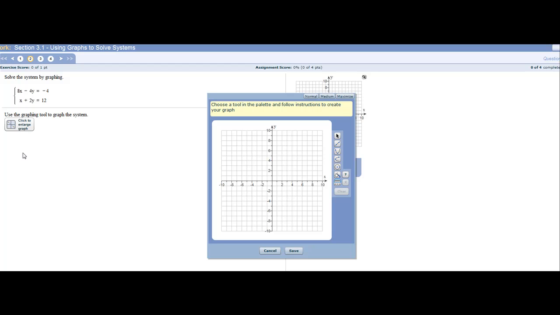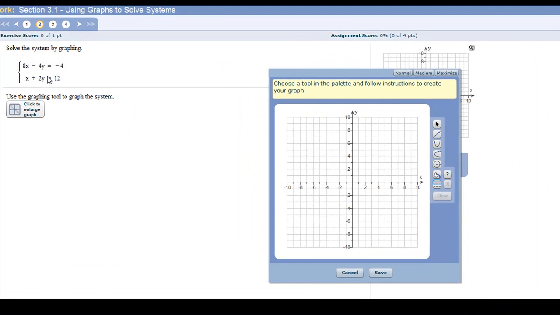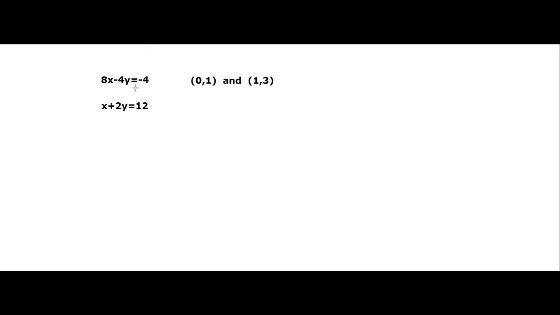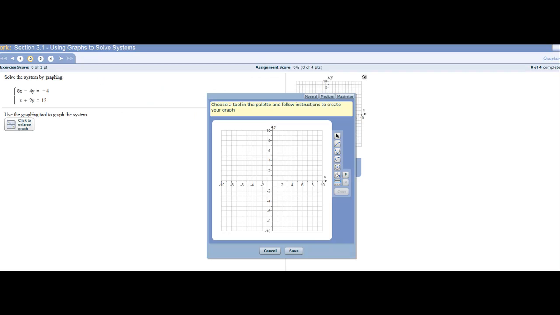Now we shall practice with one of the problems that you actually have to do on MyMathLab. So look at this system. The system is 8x minus 4y is negative 4, x plus 2y is 12. On this one I got these two coordinates as we did before, and for this one these two. So we got 0, 1, 1, 3. I know these are lines, so I'll select a line.